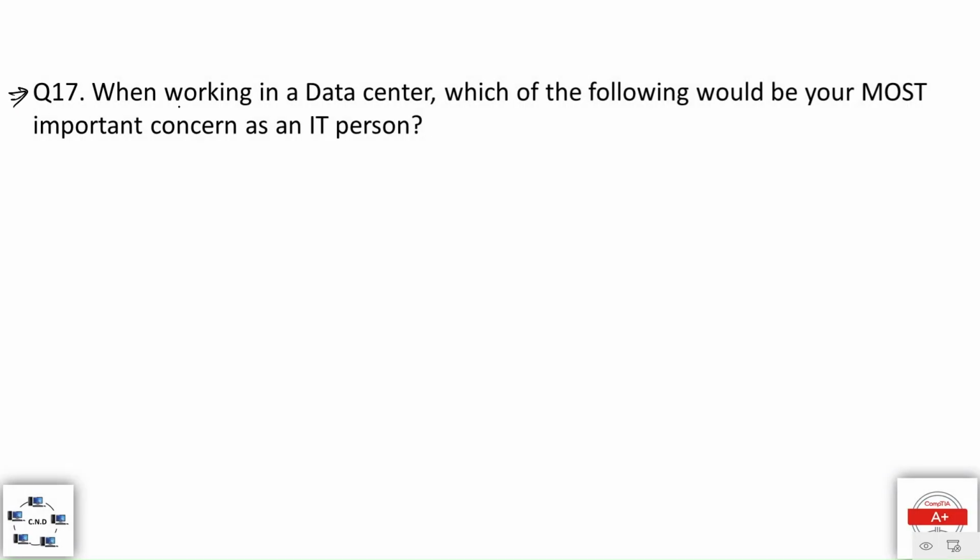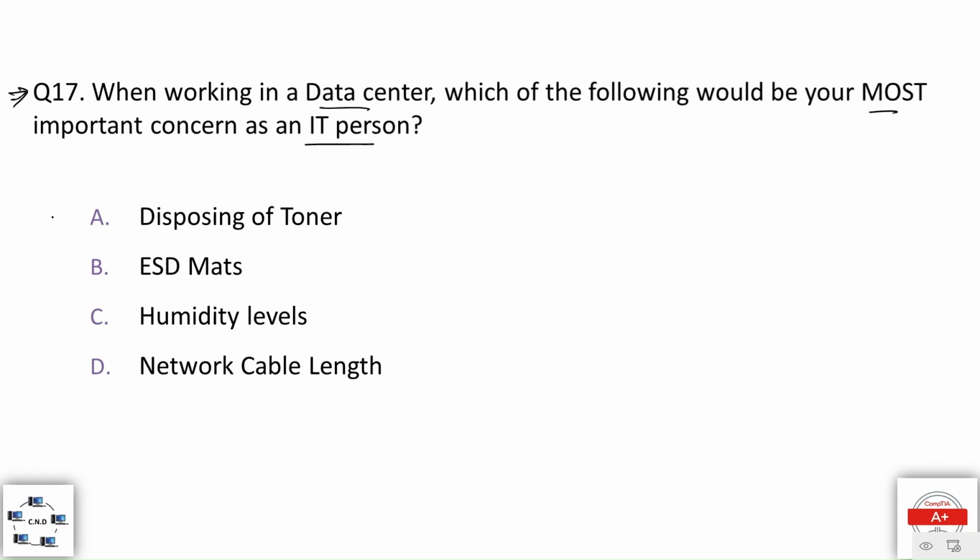Question number 17. When working in a data center, which of the following would be your most important concern as an IT person? The options are option A, disposing of toner, option B, ESD mats, option C, humidity levels, and option D, network cable length. And the correct option is, we are talking about the physical server room or the facility that houses the machines.